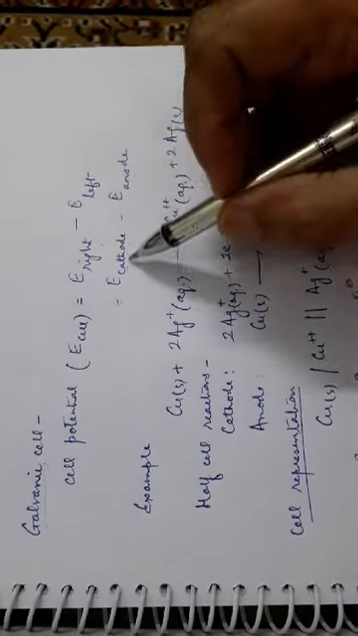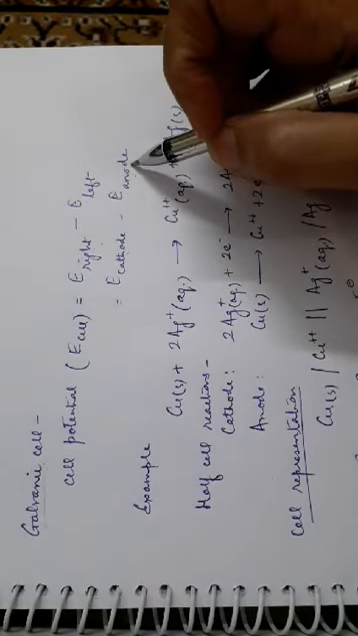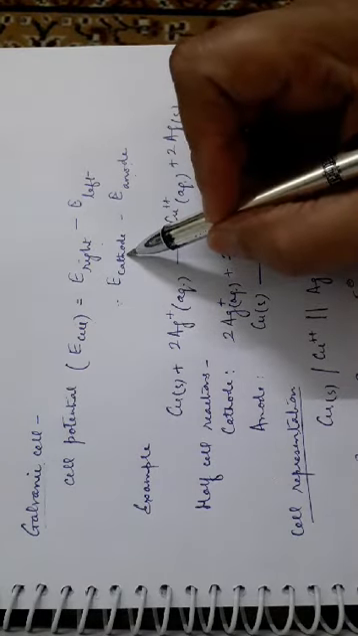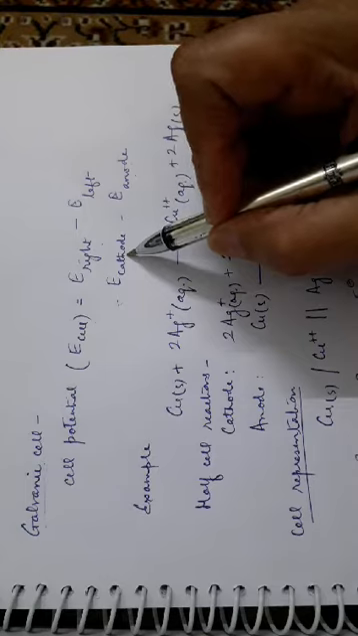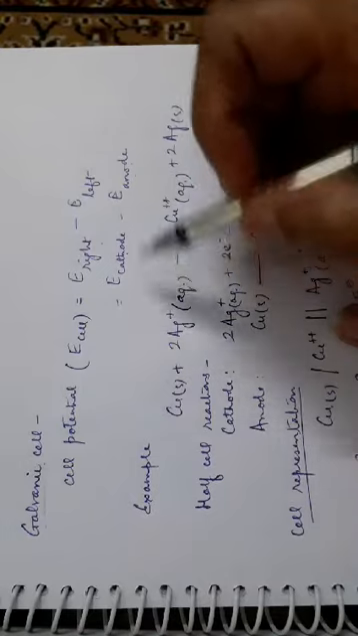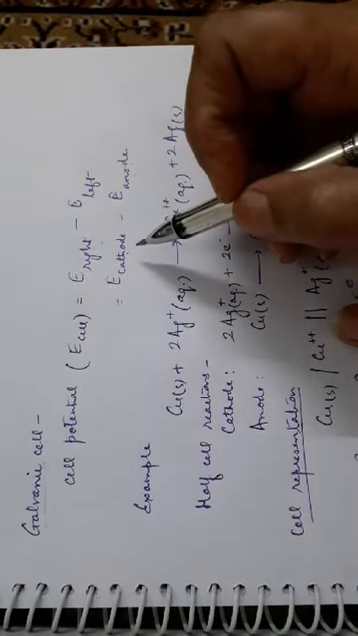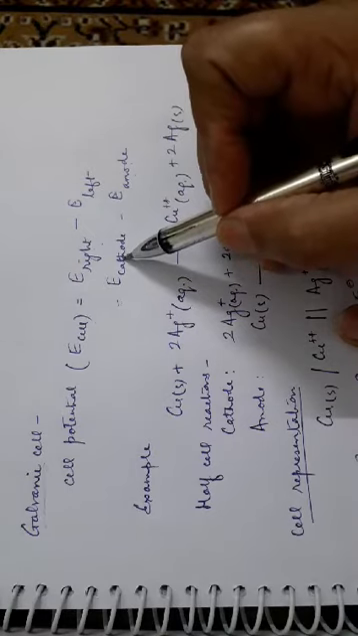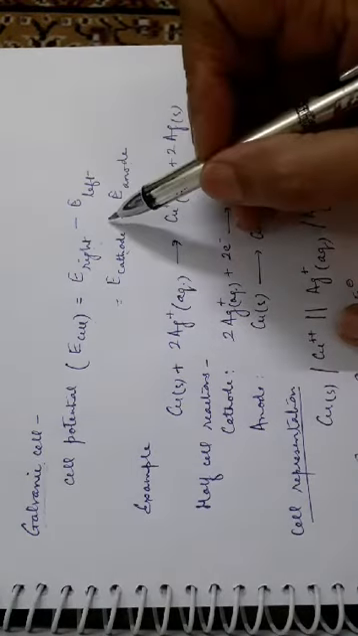The values of E cathode and E anode can be taken directly from the literature, as these electrode potentials are called standard electrode potentials when the concentration of all the active species, the participating species, is unity, that is 1 M. Now if we take this copper and zinc electrode combination, zinc is taken as anode and copper is taken as cathode.